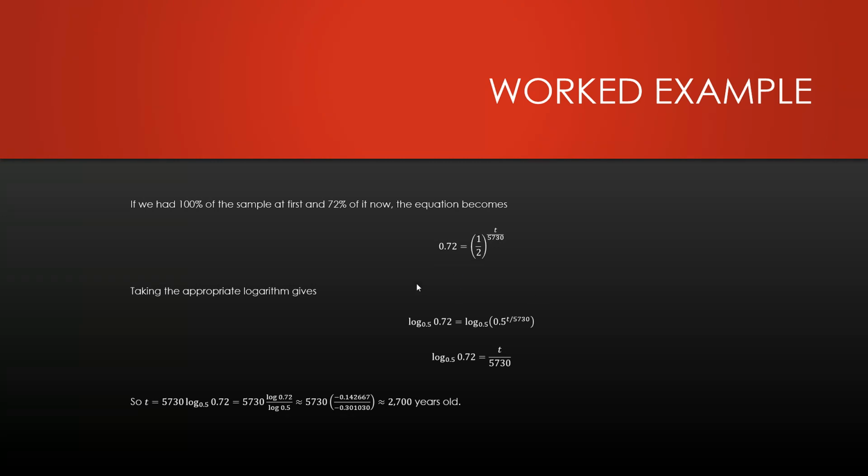You can do it either way, right? They mean the same thing. So we take that logarithm, base 0.5, so that the right-hand side cleans up real nice. And I am left with t being 5,730 times the log with a base of 0.5 of 0.72. And that comes out to be about 2,700 years old. And that is really how the math behind carbon dating and other dating techniques are used with half-lives.